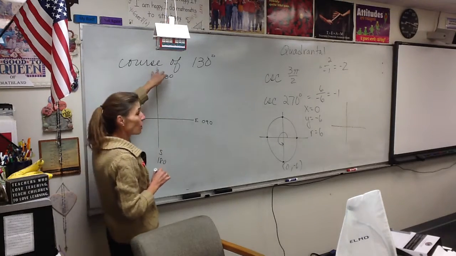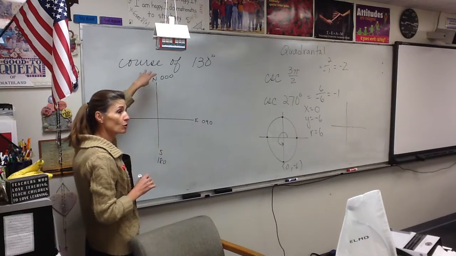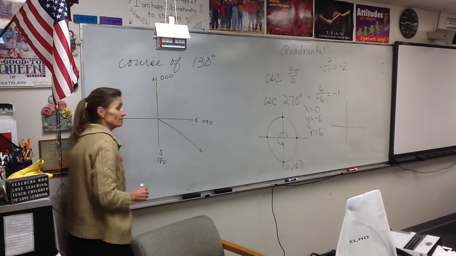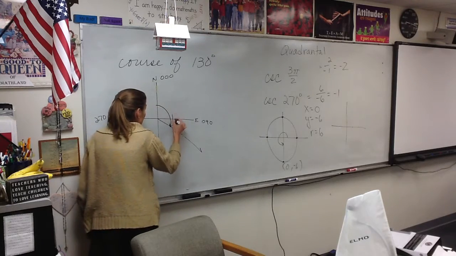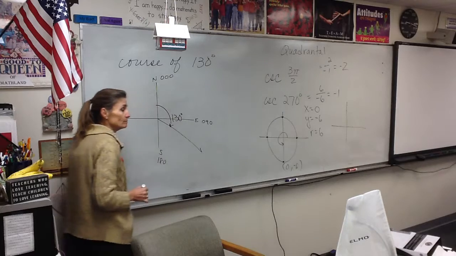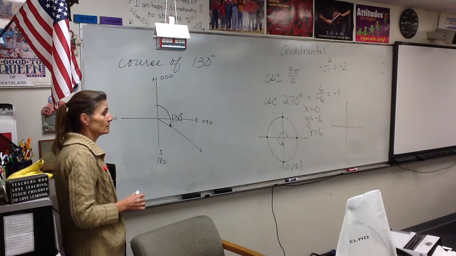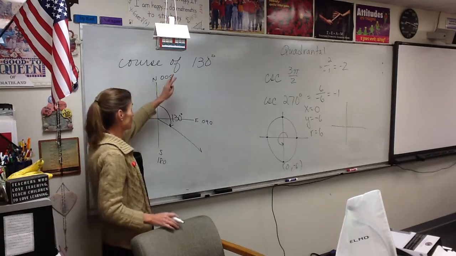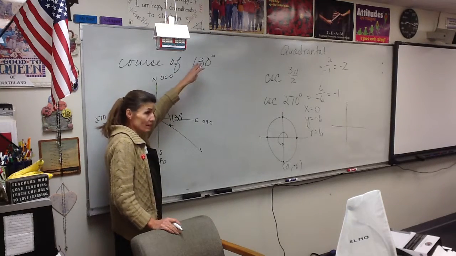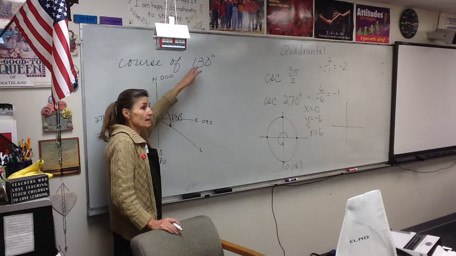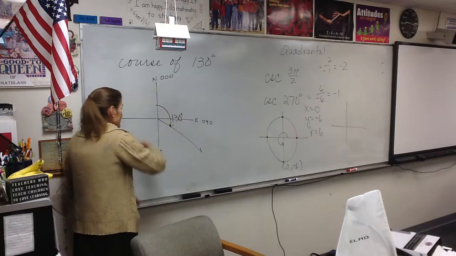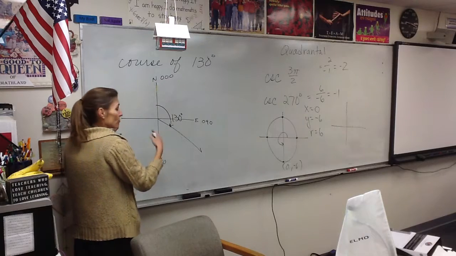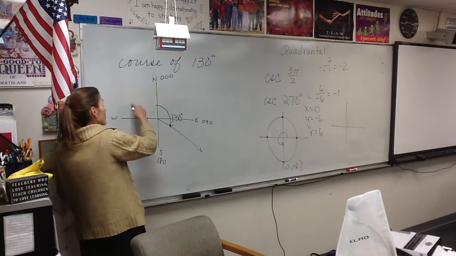But if you are talking about a ship sailing on a course of 130 degrees, it's going to look like this. This is a course of 130 degrees. Sometimes navigational headings are given as a degree measure. If that's the case, this is your setup. So if you had 300 degrees, you'd come all the way around over to here.